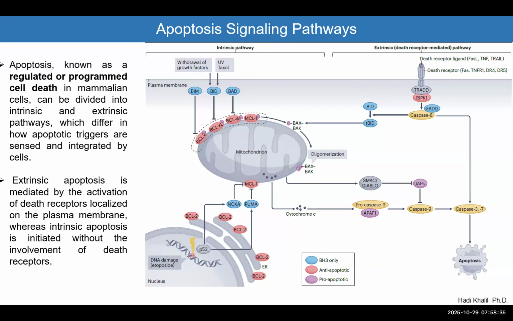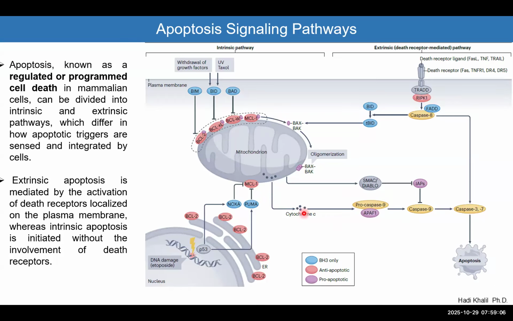So this is just a recap on the apoptotic signaling pathways, which are divided into the intrinsic or extrinsic pathway. Again, what I want to emphasize is that the BCL2 family of anti-apoptotic and pro-apoptotic proteins are in fact the major trigger of the intrinsic signaling pathway. We also described in previous slides the cytochrome C release.